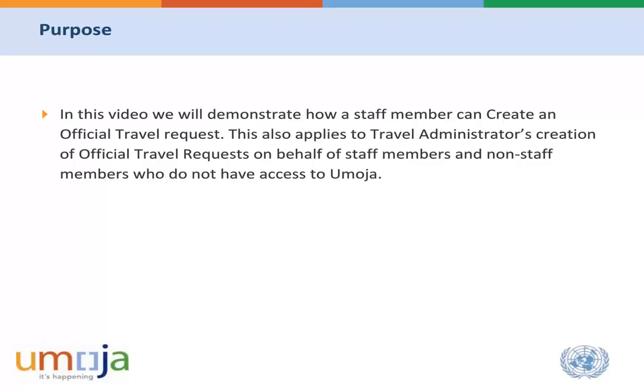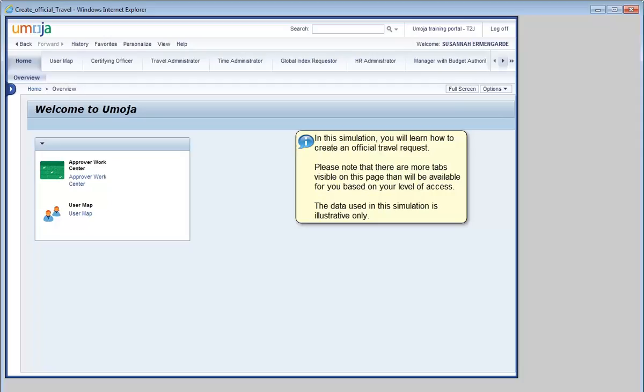In this video, we will learn how a staff member using self-service can create an official travel request. This same video can be used as guidance for the travel administrator to create official travel requests on behalf of staff members and non-staff members who do not have access to Umoja. In this video, we will demonstrate how to create an official travel request. The tabs visible on this page will be available for you based on your level of access.